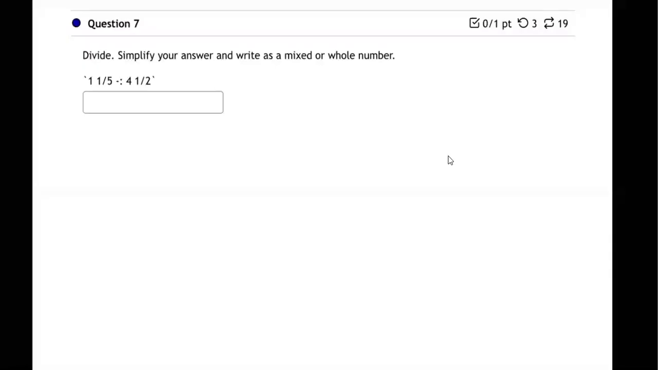All right, so here we go. 1 1/5 divided by 4 1/2. So we're dividing two fractions. So how do we divide two fractions?